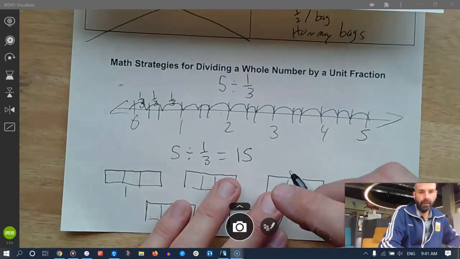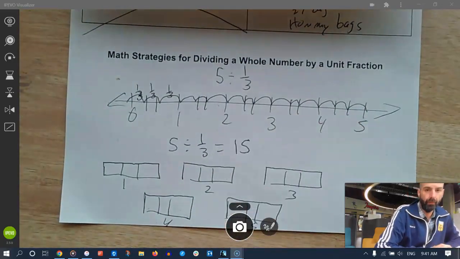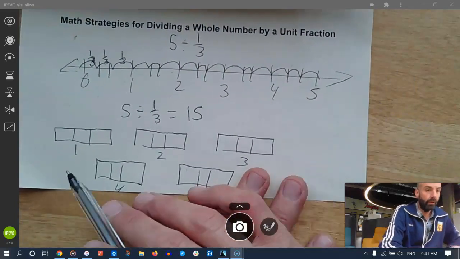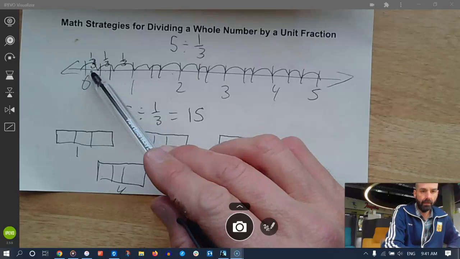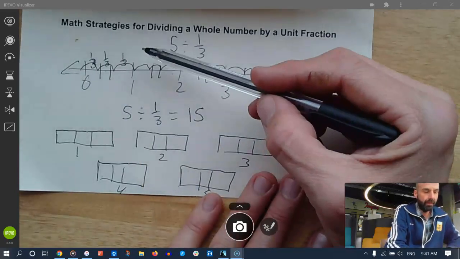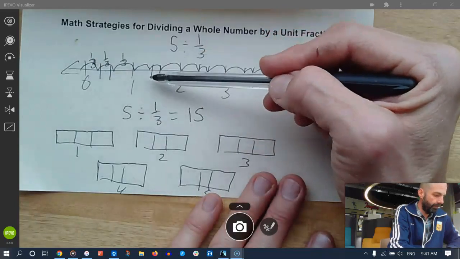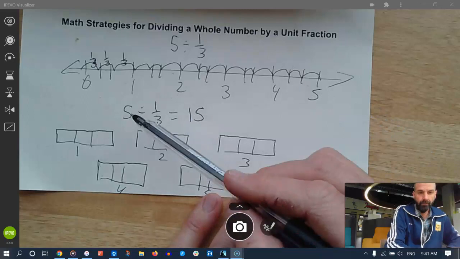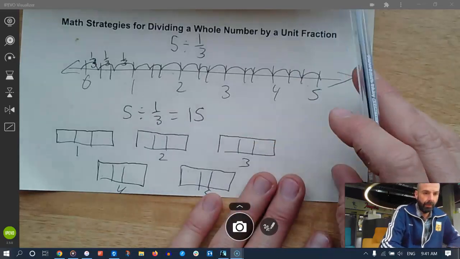All right, so we're going to start looking at some math strategies for dividing a whole number by a unit fraction. So if we look at that first problem, which is 5 divided by a third, we could have solved it two different ways. I solved it using this number line. So I drew out the number line to 5. I then split each one into thirds. And then I counted up the amount of thirds that were in there, and that was 15. 5 divided by 1/3 equals 15.